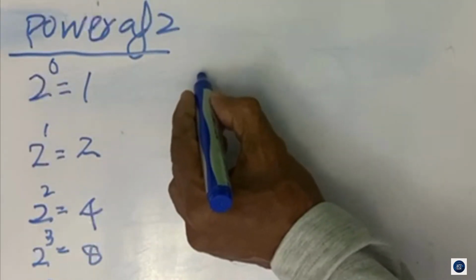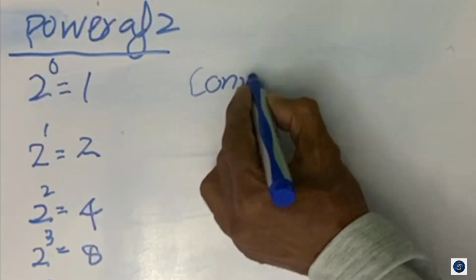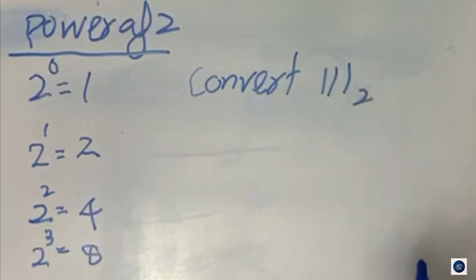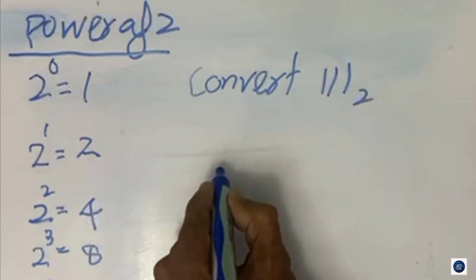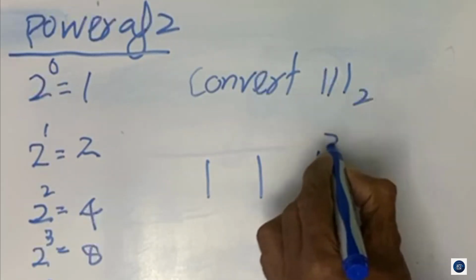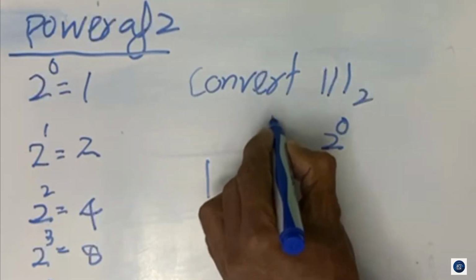Here is an example. Convert binary 111 to decimal. How can we convert this particular binary number, which is a base 2 system? The digits can only be 0 or 1. How can we convert it into a decimal number?